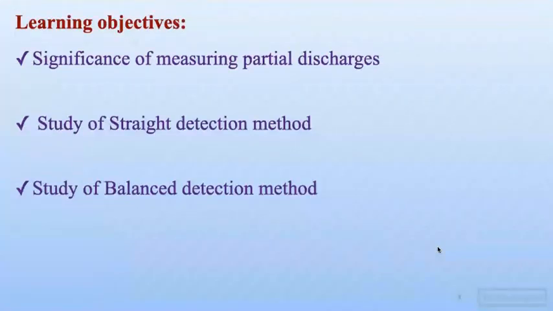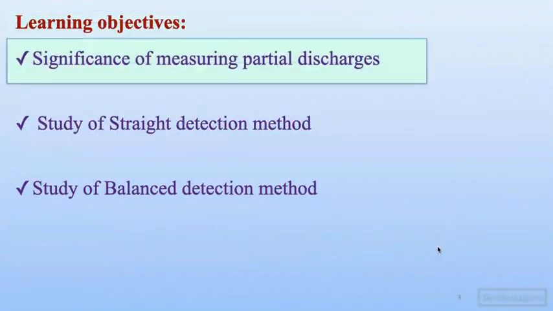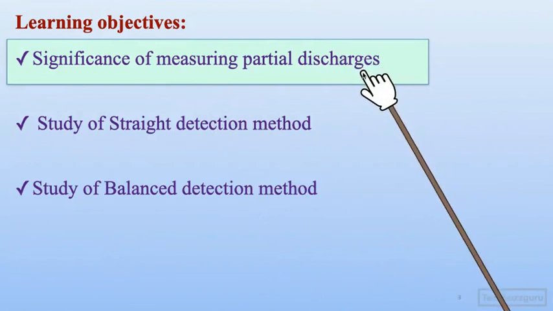What are the learning objectives we must realize? Today, whatever we are going to study, we would like to see the significance of measuring partial discharges. So what are partial discharges and why do we want to measure them? Okay, how do they differ with respect to maybe the dielectric constant and loss factor?